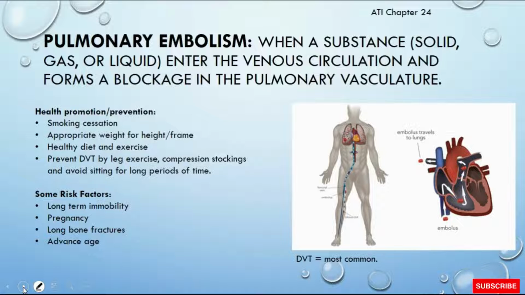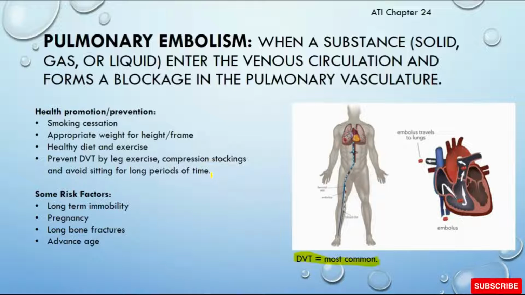Complications: pulmonary embolism. This is basically when a substance can enter the venous circulation and form a blockage in the pulmonary vasculature. The most common is going to be a deep vein thrombus, basically one that exists here in the leg and will actually travel up into the lung.